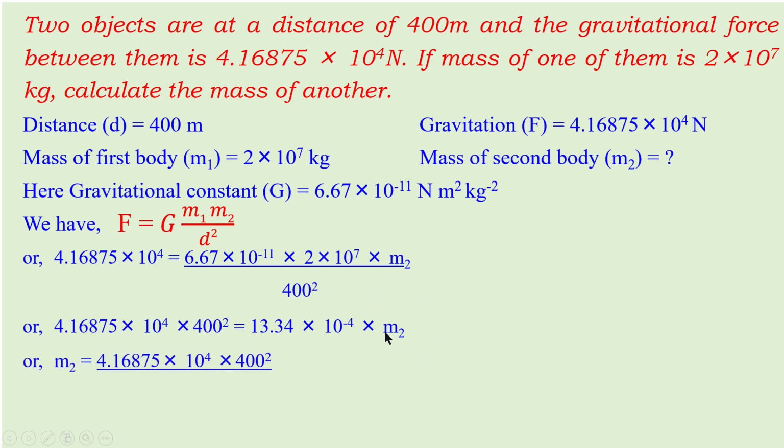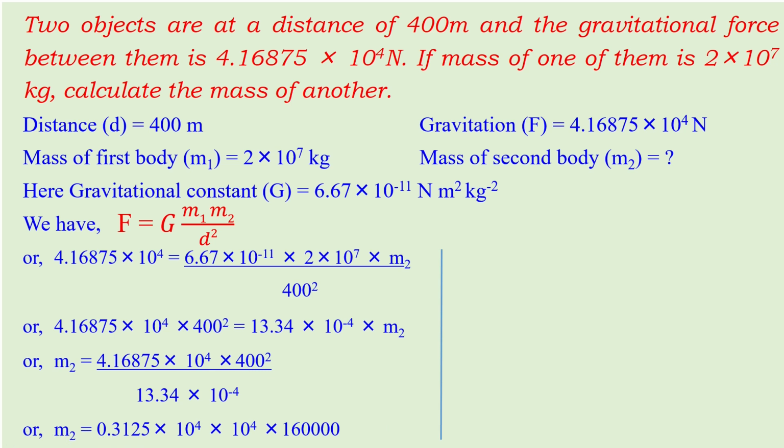Now next step, M2 is equal to, if we take all this number 13.34 into 10 power minus 4 towards the left hand side, then we'll have 13.34 into 10 power minus 4, and M2 is equal to this. Now we have to divide this with this number, and when we divide we will get 0.3125 into 10 to the power 4 in the numerator, in the denominator 10 to the power minus 4. When it is taken to the numerator it becomes plus 4. That's why 10 to the power 4 into 10 to the power 4, and 400 square is 1,60,000.